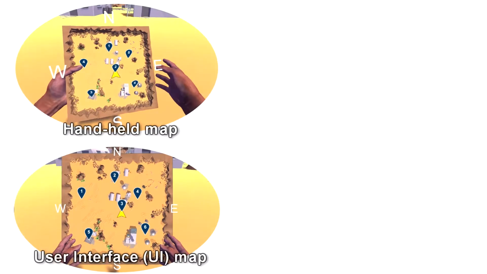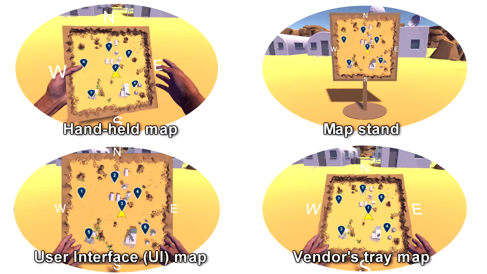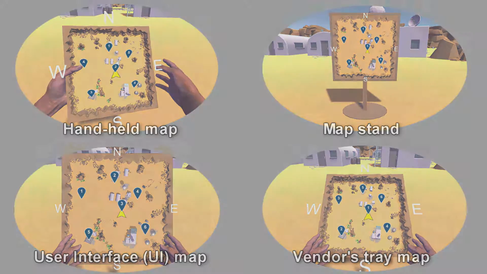The 4 map categories consisted of a handheld map with the model attached to the palm of the hand, a map stand as a static 3D object in a virtual environment, a user interface map with a 2D plane attached to the point of view of the user, and a vendor's tray map with a 3D representation of the environment displayed in front of the users.